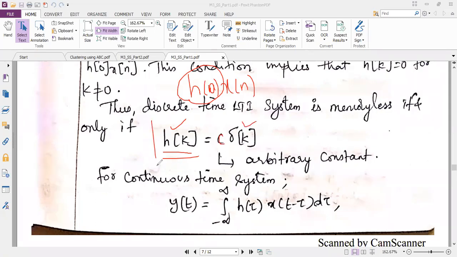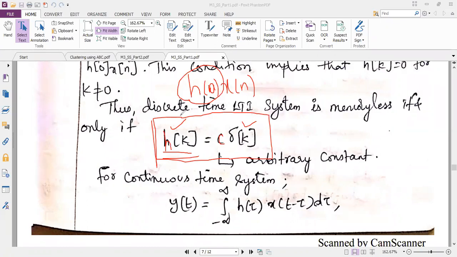So this is the formula we are going to use in this module if they ask you to verify whether the given system is memoryless or memory system. You have to use this formula in terms of impulse response. So this formula is in terms of impulse response, whereas if you see in the earlier module, that formula was in terms of output equation. That is the difference between the earlier properties and this property.